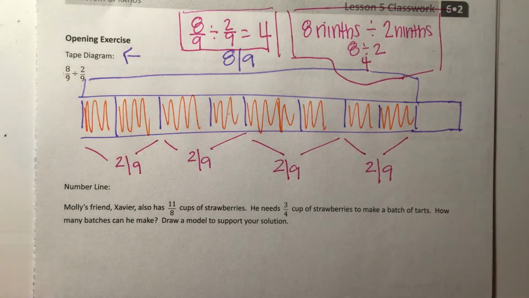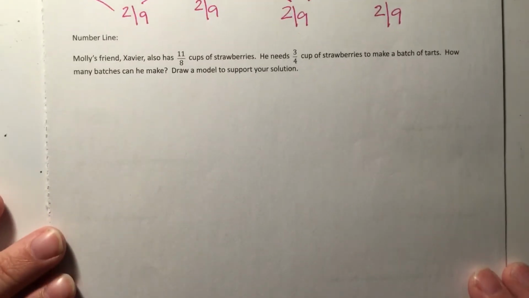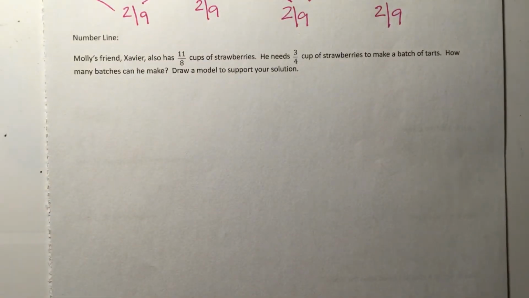Okay, here we go. So Molly's friend Xavier, he has 11/8 cups of strawberries. So he has the same amount, this is from before, guys. He has the same amount that she does, right? But his recipe, he's making tarts instead of muffins. I believe Molly was making muffins in our last problem. So he needs 3/4 of a cup to make one batch. So they want to know how many batches can he make, okay?